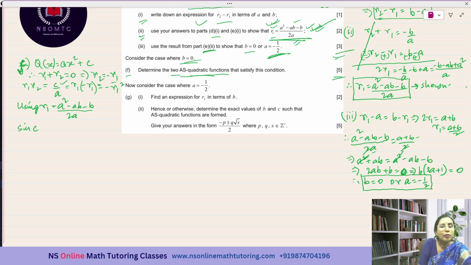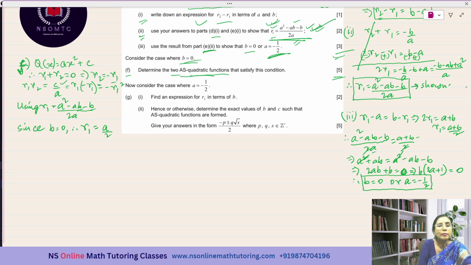Since B is equal to 0, therefore R1 is equal to, this is 0, this is 0, so A square over 2A. So it will be A over 2. So it is A over 2. And obviously R2 is equal to negative A over 2.